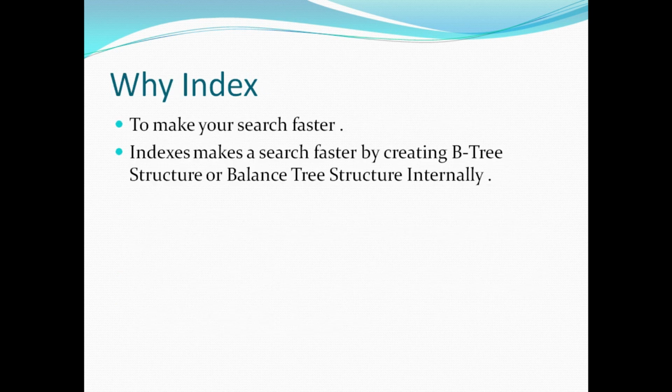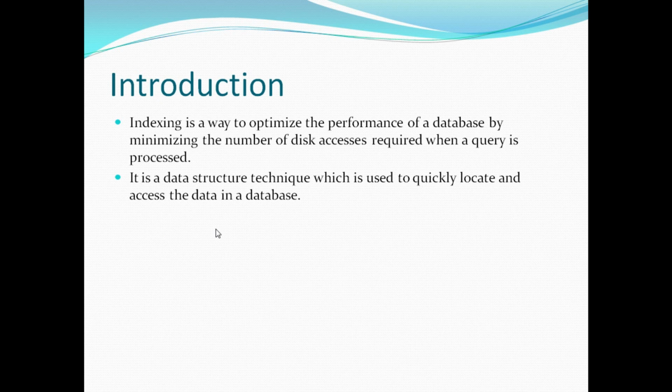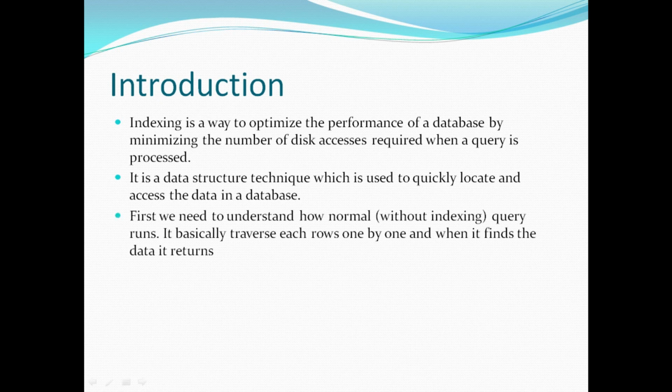So why index? To make your search faster. Indexes make a search faster by creating a B-tree structure, or balanced tree structure, internally. Indexing is a way to optimize the performance of a database by minimizing the number of disk accesses required when a query is processed. It is a data structure technique which is used to quickly locate and access the data in a database. First, we need to understand how a normal query without indexing runs.